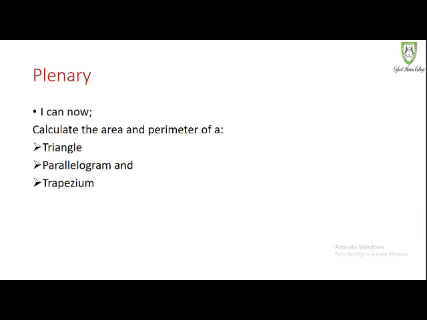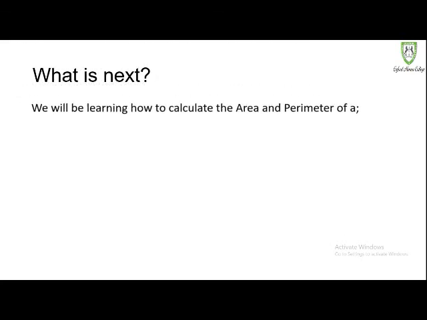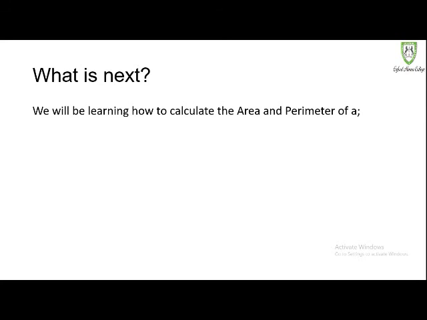Our plenary, I believe we can now calculate the area and perimeter of the following shapes: triangle, parallelogram, and trapezium. Alright, what is next? We'll be learning how to calculate the area and perimeter of rhombus, kite, and circle.